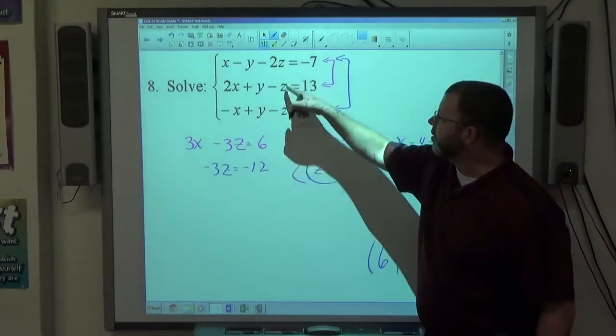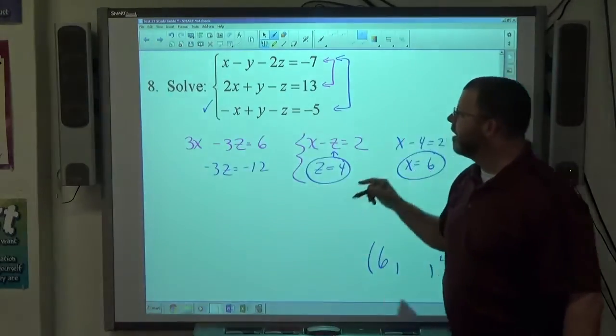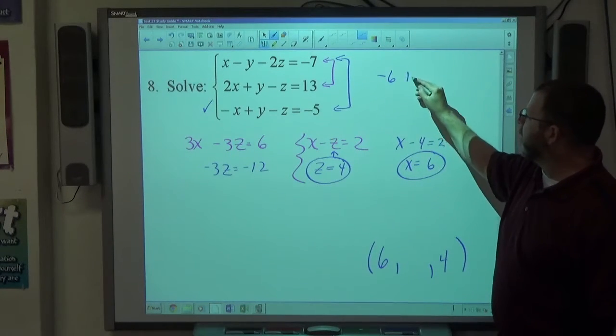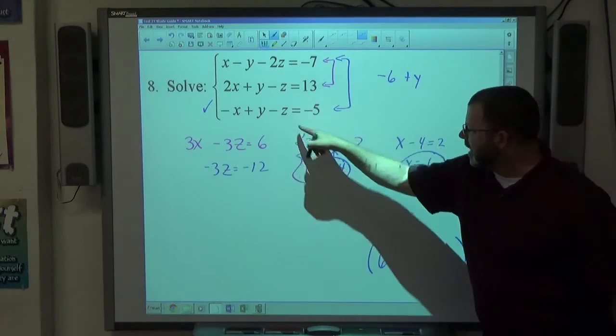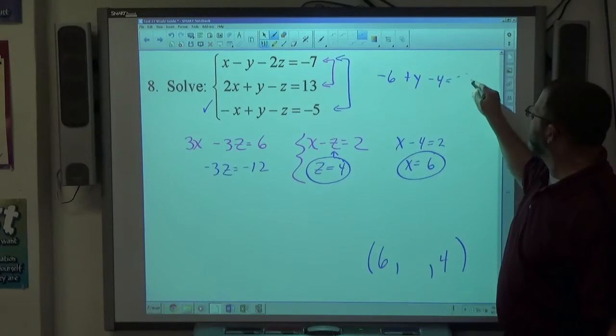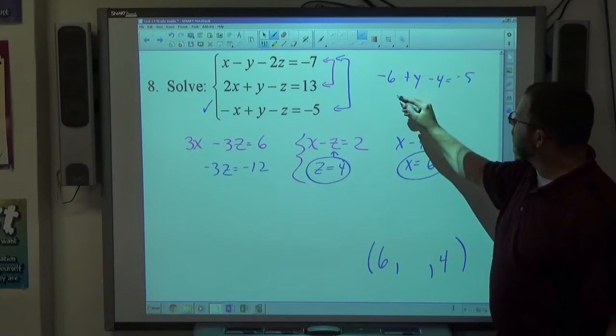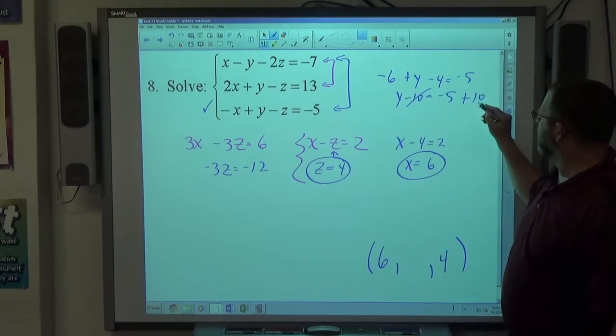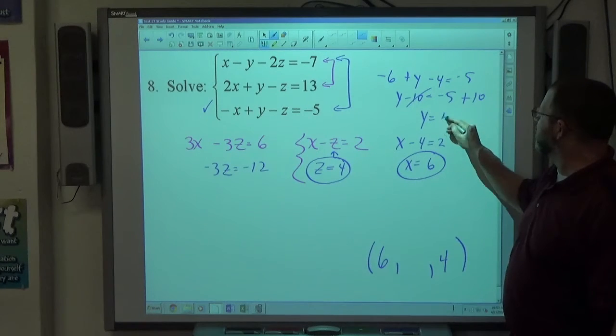I can go back to any one of these equations. I'm going to go to this bottom equation. It says minus x, that'll be minus 6, plus y, we don't know yet, minus z, that's going to be minus 4, is equal to negative 5. And that's going to be y minus 10 equals negative 5. Move the 10 over, change the sign. Negative 5 plus 10 is positive 5.